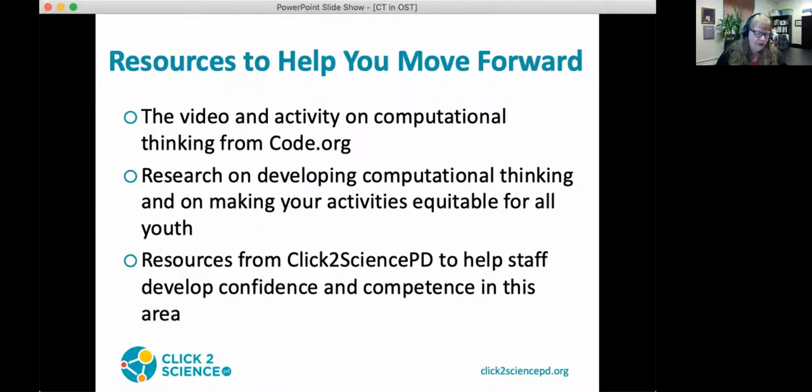I'll also include some research on developing computational thinking and on making sure the activities that you have are equitable, that they engage all your learners in computational thinking, and they don't send the message that some people will be computer scientists and some people won't. Computer science is a very equitable field. Well, it's a field that needs a lot of different thinkers, and it needs people who approach things from different directions. So diversity is a real strength in computer science.